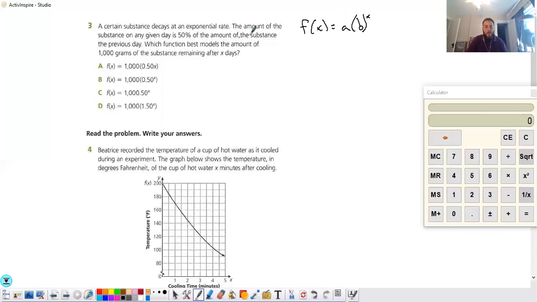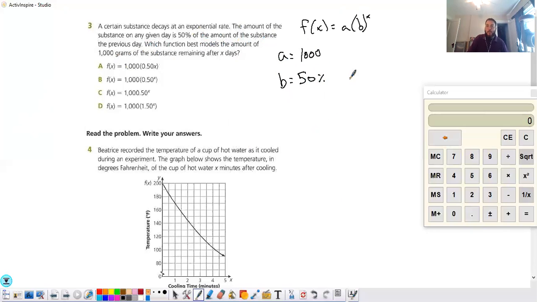Which function best models the amount of 1,000 grams of substance remaining after x days? So a is always our initial, or what we start with, and b is the rate of decay in this place here. So what we start with was 1,000 grams. So that is our a. Then the rate of decay is 50%.